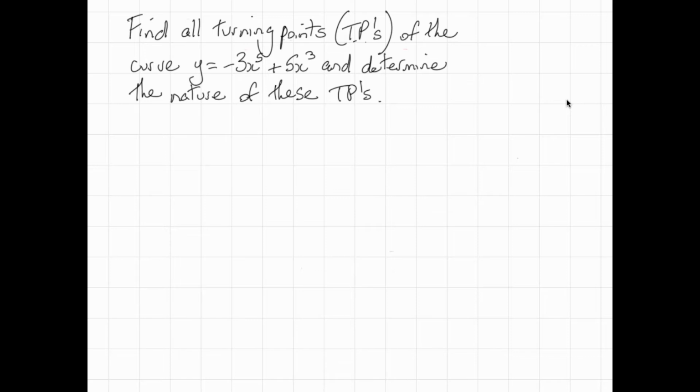Well, turning points happen when, you ask yourself, what happens with a turning point? A turning point is when dy dx is equal to 0, and we've worked through a template that will allow us to determine the turning points. Then it's simply a matter of identifying the nature of these turning points. So we'll work through the template to find these turning points and their nature.